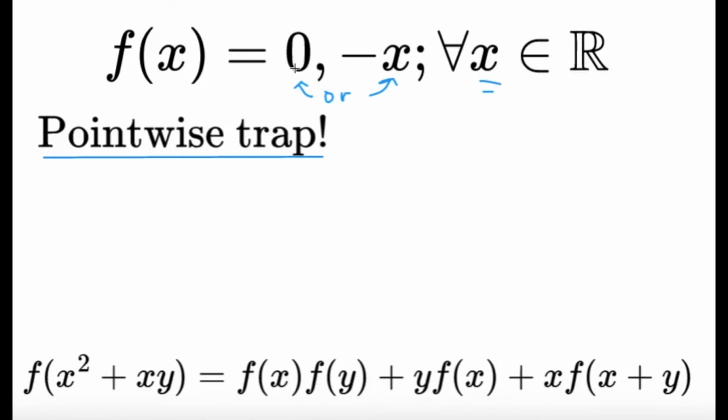It might be a piecewise function. For example, some real values of x will give you 0, some real values of x would give you negative x. We're not really sure. So we have to take into consideration the fact that there might be some values of x that give 0 and some values of x that give negative x. Now to deal with this, we will introduce variables here.